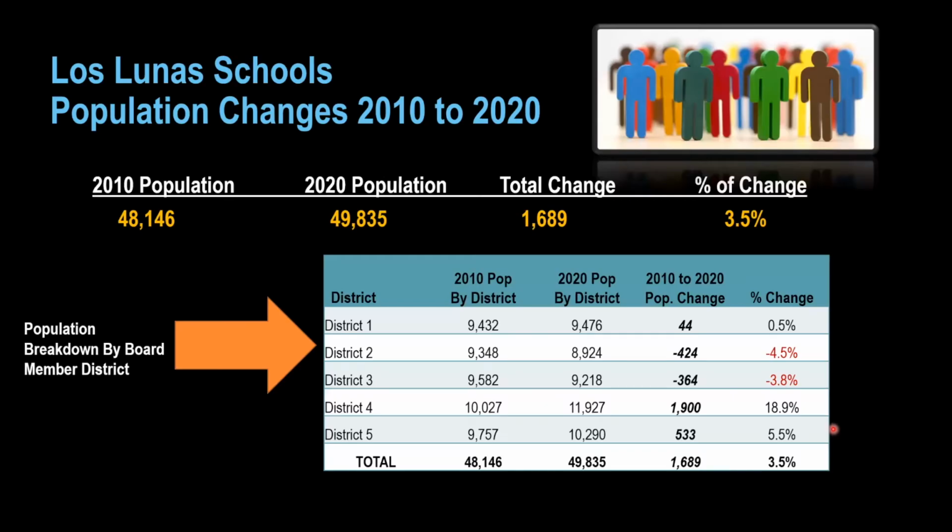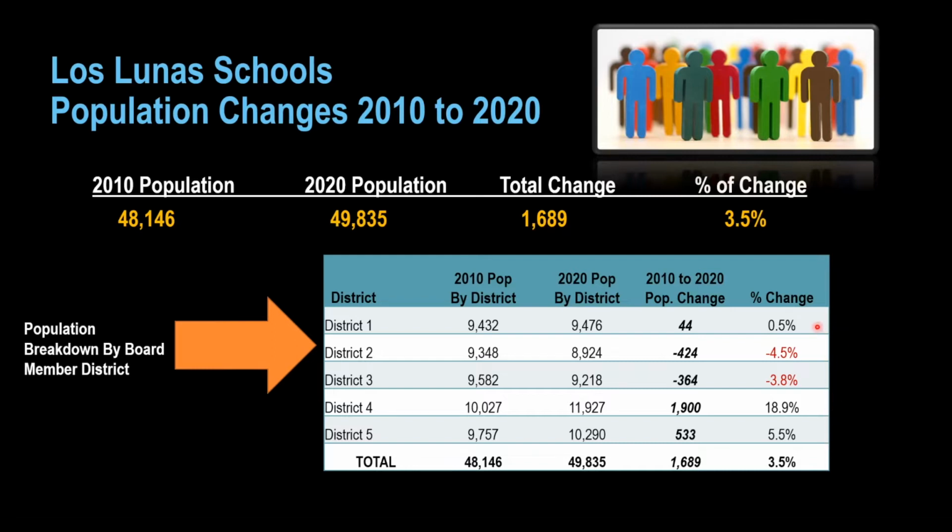So let's take a look at some of the population changes between 2010 and 2020. Over the 10 years of change, we've seen an increase of 1,689 people, which has resulted in a 3.5% increase in population. And how that shakes out across the district.